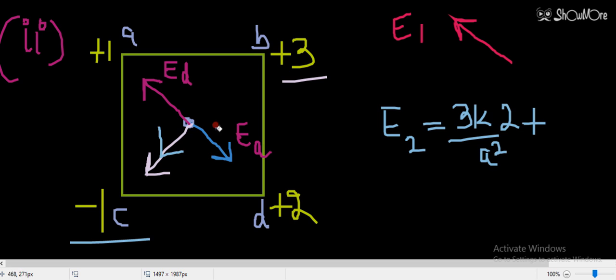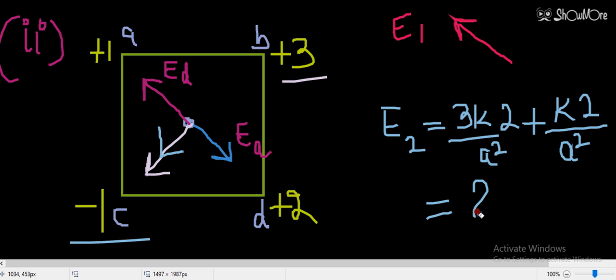Sorry, this is EB. This electric field is due to the B charge, and now I am writing the electric field due to C, that is K into 1, because 1 coulomb charge is there, and then we have A square by 2, so that 2 will go to the numerator. So 3 into 2 is 6, and 6 plus 2 is 8k by A square. So the value of E2 is equal to 8k by A square. You can note down up to this value.